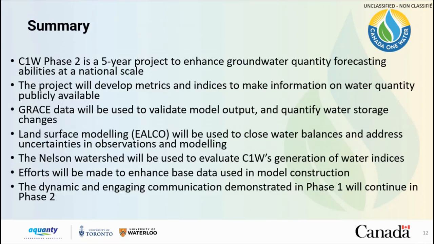So in summary, Canada One Water Phase 2 is the 5-year project to enhance groundwater quantity forecasting abilities at national scale, carry on publishing all the data from before and all the time before. We're going to develop indices to inform water quality. We'll be using GRACE data both to validate the model that we've built so far and to quantify water storage changes and what part of the water cycle is changing.